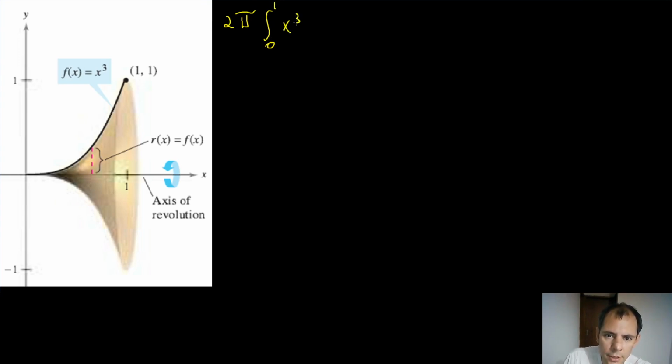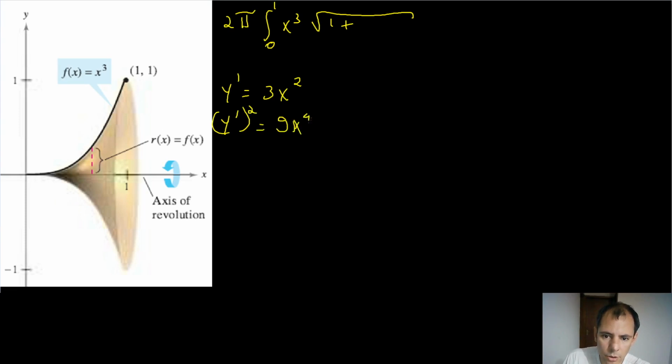What is f of x? X cubed. Now, you have to do times the square root of 1 plus, let's find the derivative. The derivative is going to be 3x squared, so the derivative squared is going to be 9x to the 4th. So it'll be 1 plus 9x to the 4th. All right, it'll be the integral of this with respect to x.